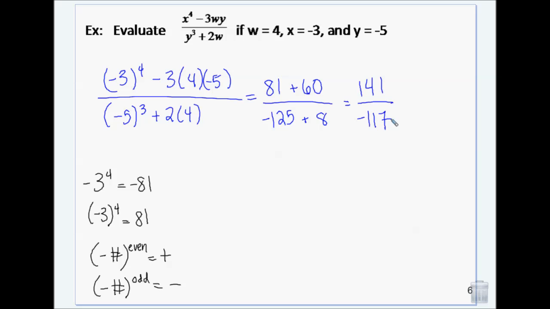Okay, so this will divide by 3, and this will divide by 3. If I have a negative in the denominator, I just make the whole fraction negative. So that's going to be 37, and this is going to be 39. And 37 and 39 won't divide by anything in common. Yes, 141 divided by 3 is 37.